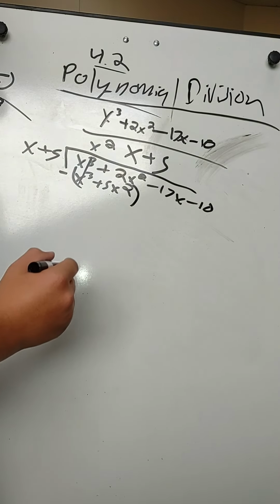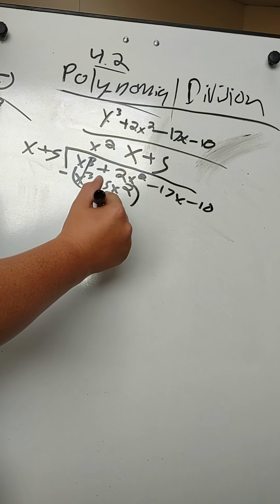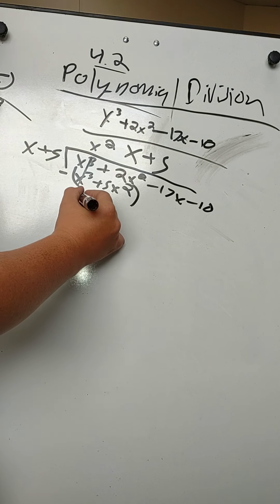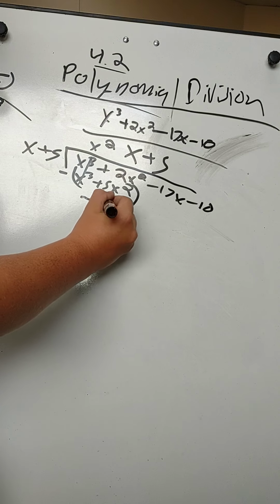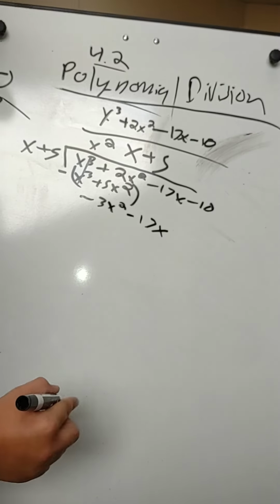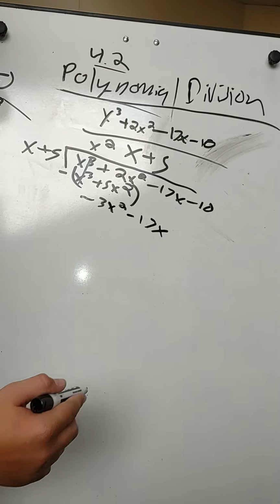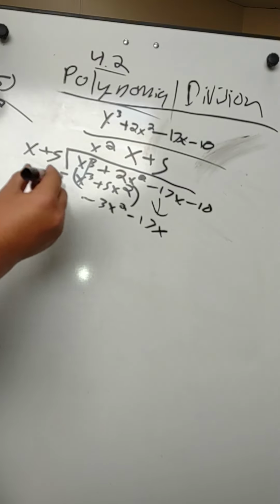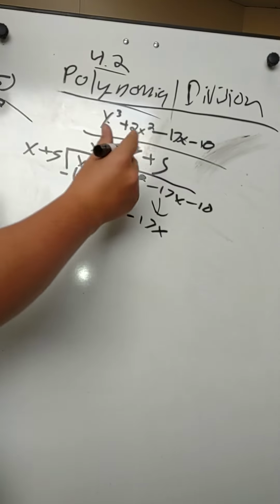So this will cancel out. And then here, we're actually going to get a negative number, because it's 2x squared minus 5x squared. So we're going to get negative 3x squared minus 17x. We'll just do it like that. And bring this down. So, how can we get this to that? Well, we need to subtract 3x.